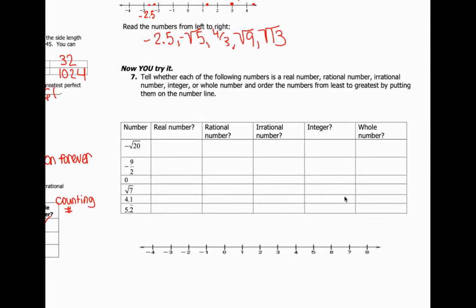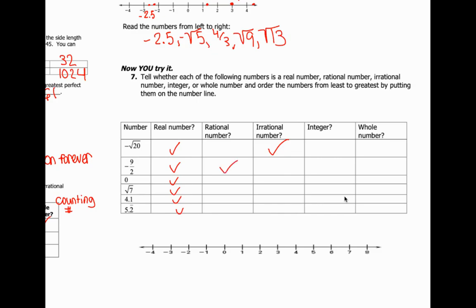Okay, lastly, we're going to go through the same process with the real number, rational, irrational, integer, and whole number. Remember that basically everything you're going to do in this class is going to be a real number. That's going to come up later in algebra 2 when it's not. So I'm just going to check real number for everything. Starting with negative square root of 20, that is not a perfect square. So it's going to end up being a decimal that goes on forever. So that's irrational.